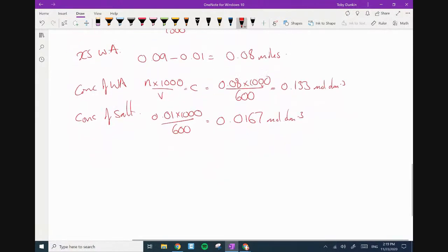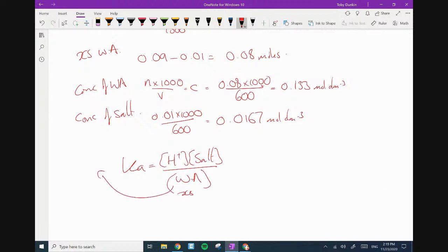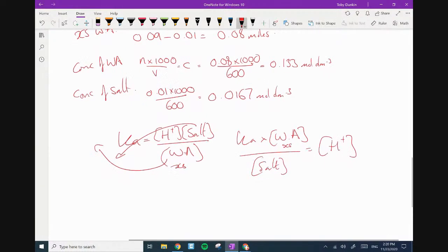Right, into my Ka. Let's reorganize. Ka multiplied, I'm actually going to show the rearrangement. Ka equals H plus times salt all over weak acid excess. Reorganize, bring that over: Ka times the weak acid concentration excess divided by the concentration of the salt is going to give me H plus. I love my roadmap.